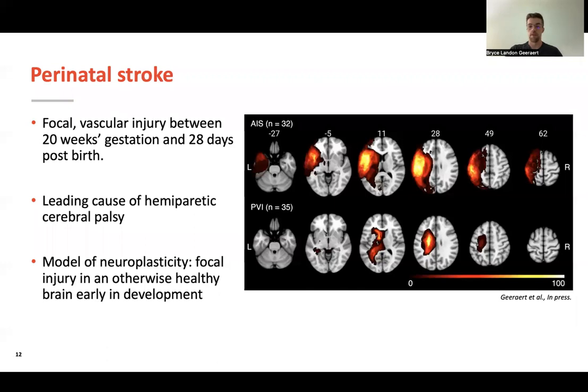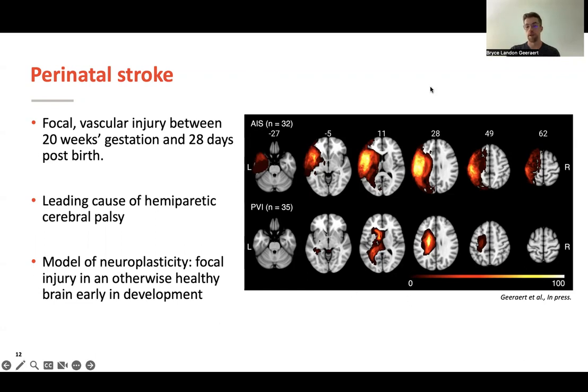So perinatal stroke is a vascular injury, a focal lesion occurring between 20 weeks gestation and 28 days post-birth. It's actually the most focused period of risk for stroke in your lifetime, the perinatal period, which a lot of people don't know. It's the leading cause of hemiparetic cerebral palsy, as lesions are more common in one hemisphere, and they're also more common in the left hemisphere as it happens. You can kind of see that in this heat map of where lesions tend to be across participants.